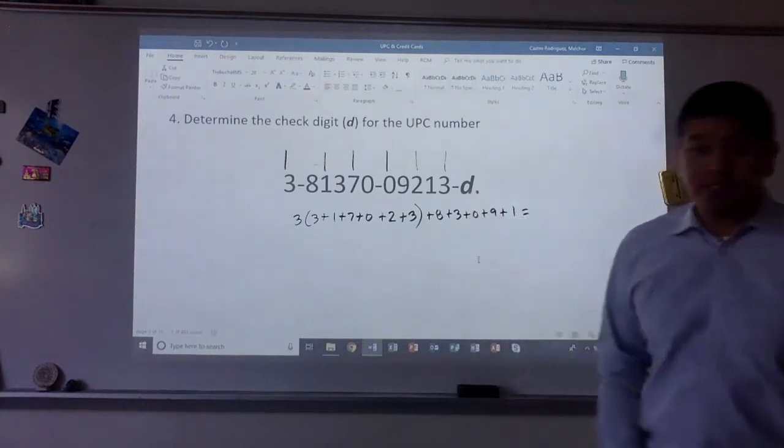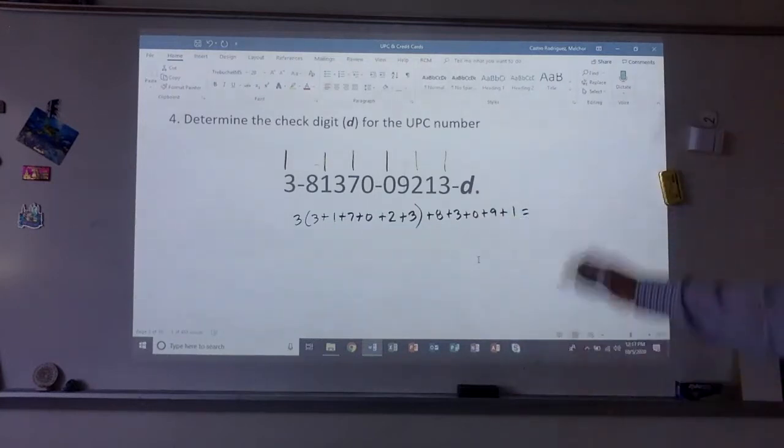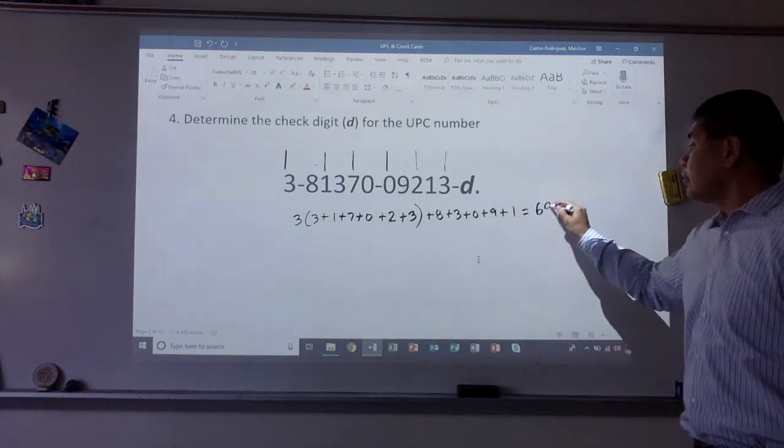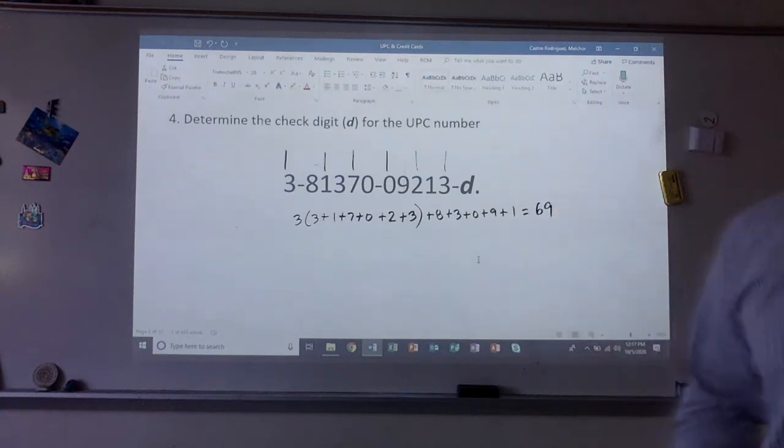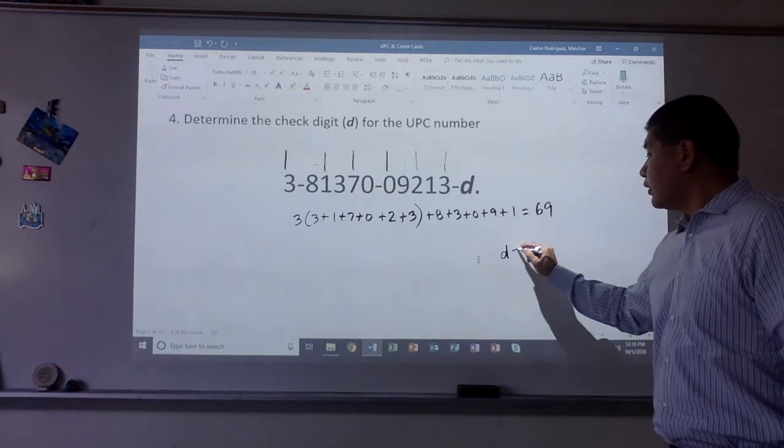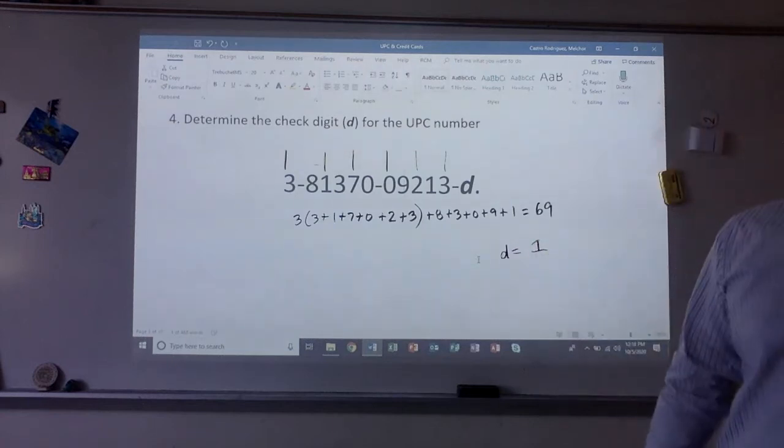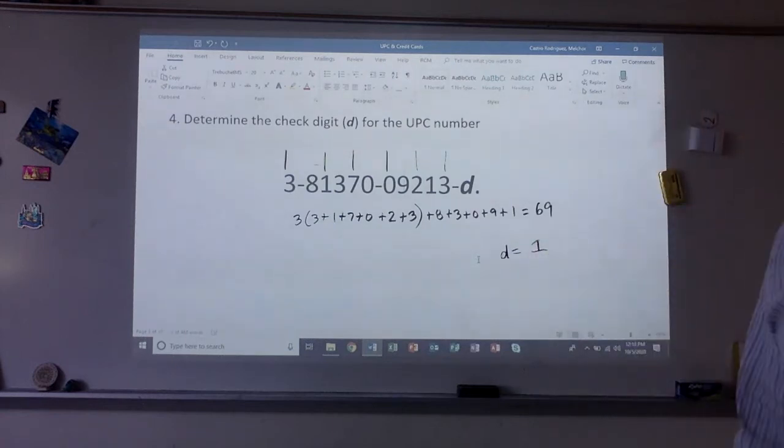You notice that this one has a letter at the end. That only means ignore that letter for now. Once I get a number, what number do I need to make it valid? I went ahead and did this ahead of time, so the answer, 69. So remember, in order to be valid, it needs to end in 0. So what number do I need to add to make it valid? Well, the next valid number is 70. So D equals 1. The answer, D equals 1.